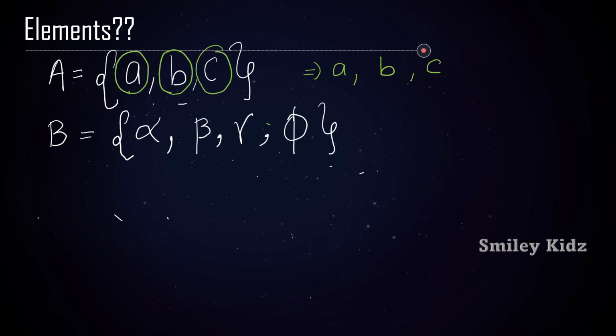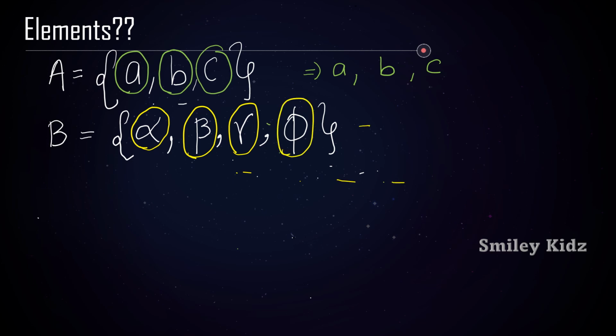Now tell me, how many elements are there in this? Well, if you're wondering, it is the same. Same way you're going to calculate the elements. You have four elements. They are alpha, beta, gamma, and phi. This right over here is phi.